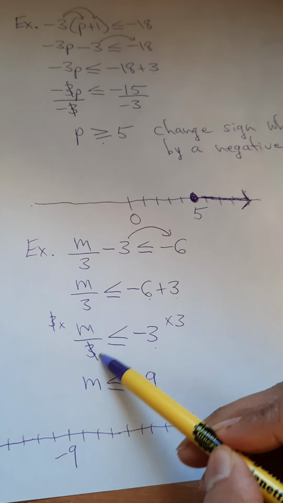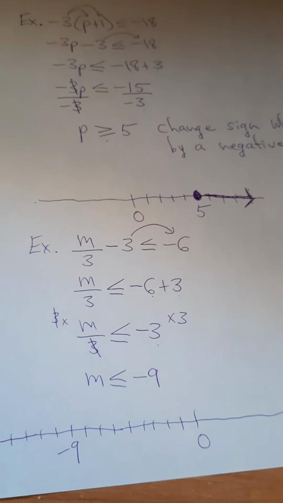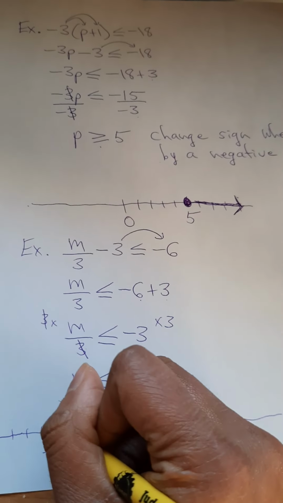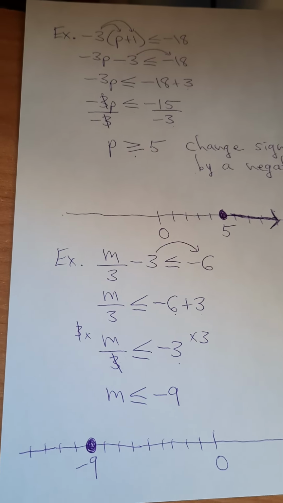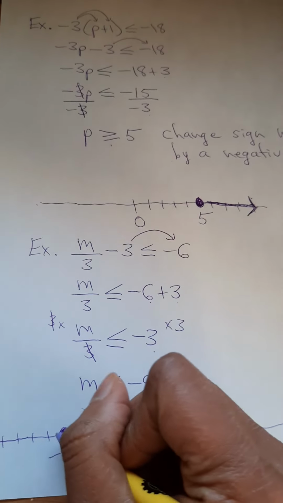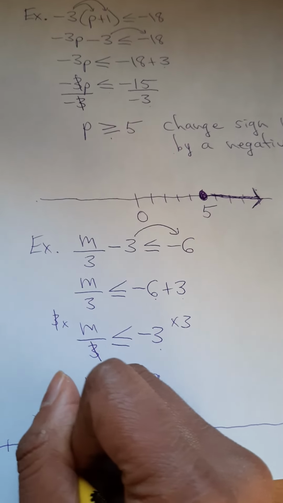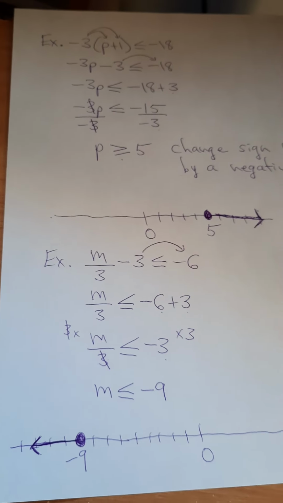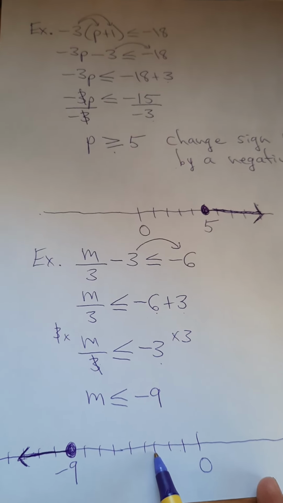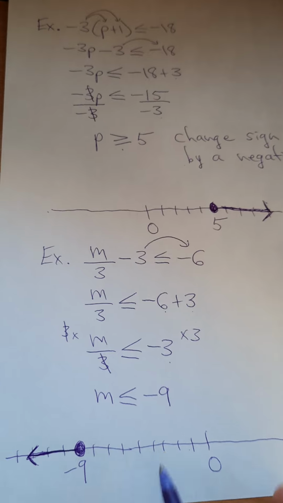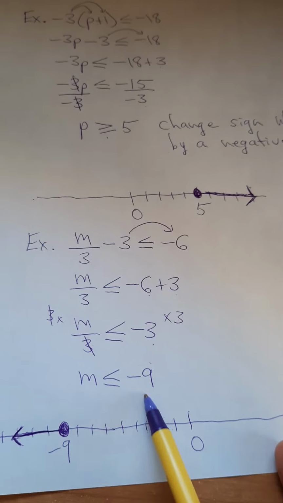And notice here, I was multiplying actually by 3 here. So I don't need to change the sign if I'm multiplying on both sides. Because I see the equal sign here, I have to make sure I'm coloring in my circle. And m is less than or equal to negative 9. So in this case, actually, it's going in the opposite direction. Does everyone see that? If it was going towards the right, that would mean that m is greater than or equal to negative 9. So we have to make sure we watch out in terms of the negative signs.